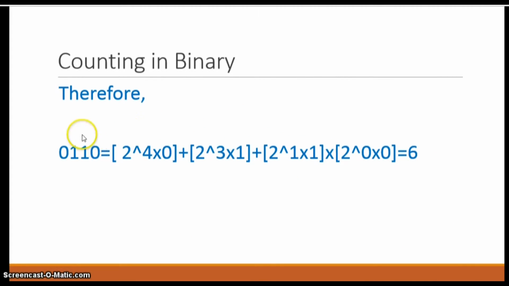Over here you can actually see the working broken down. So 2 to the power 0 times 0, 2 to the power 1 times 1, because it is represented by 1 in the binary number previously, 2 to the power 2 times 1, and 2 to the power 3 times 0. Add them up, you get 6.